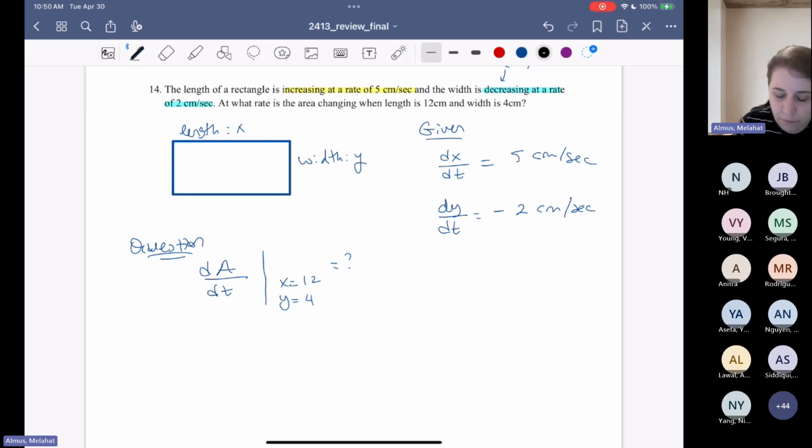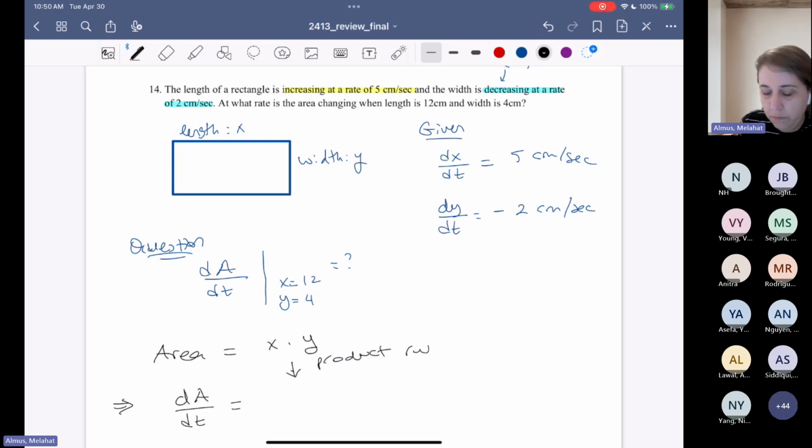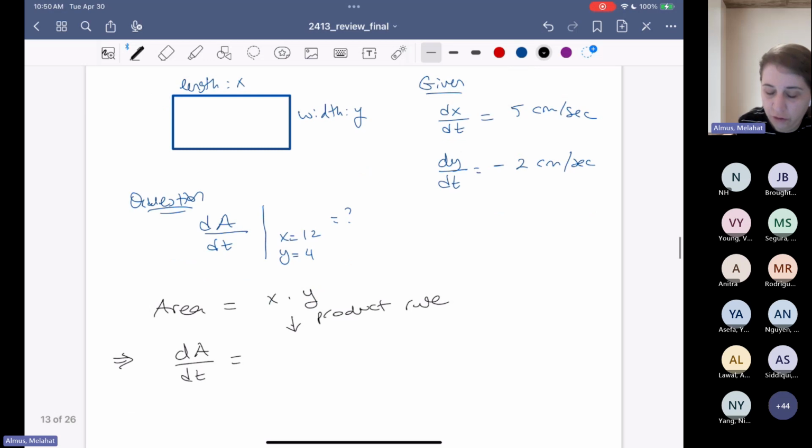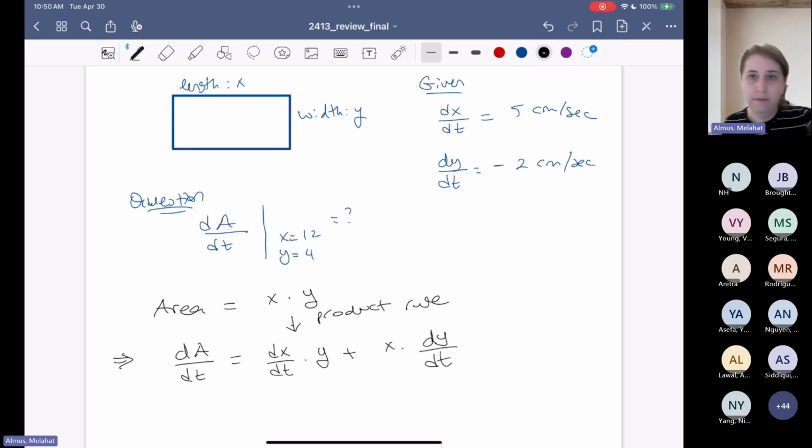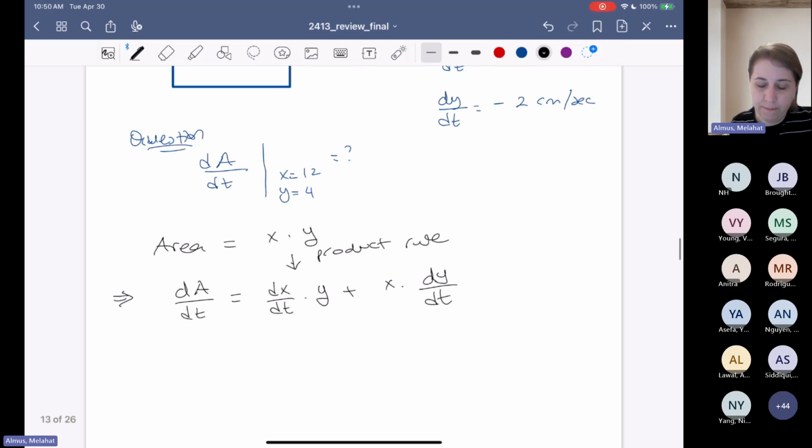Okay. First of all, write down the area formula. Okay. And then say, I'm going to take the derivatives of both sides, but here we need to use the product rule because it's the product of two things that are both changing. dx by dt times y, plus x times dy by dt. Yeah, this is what you need, related rates.